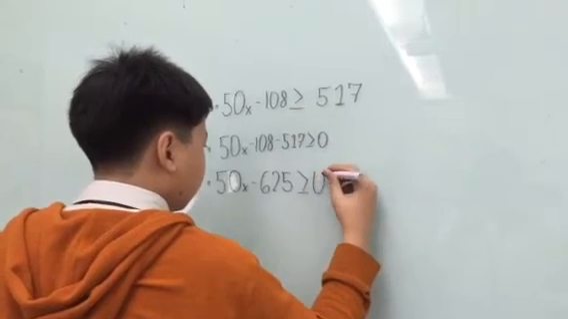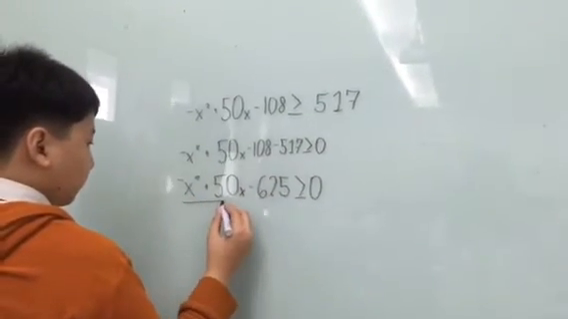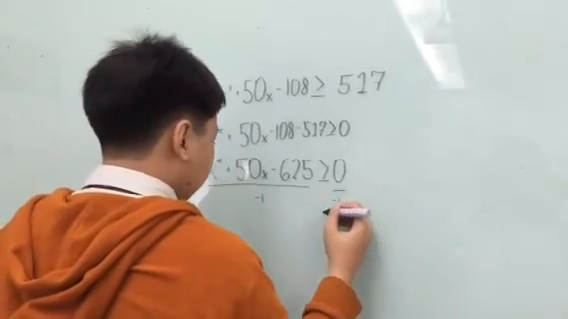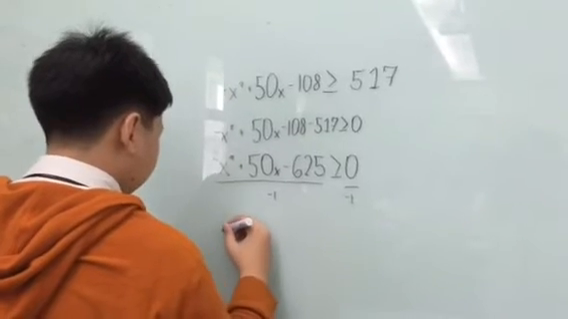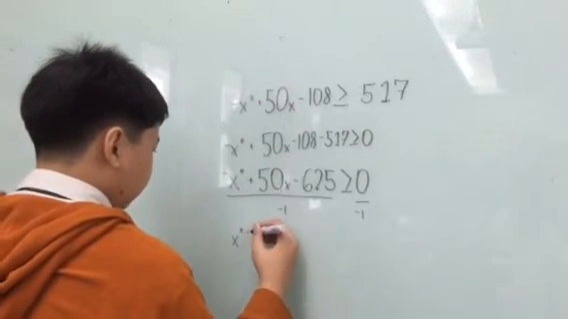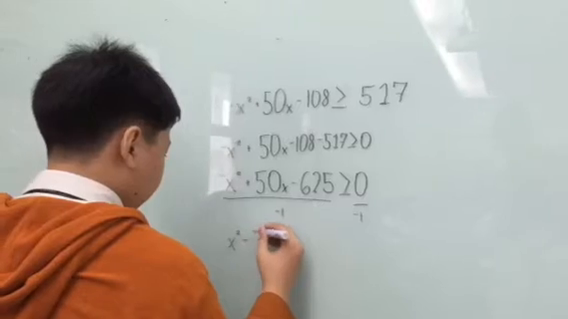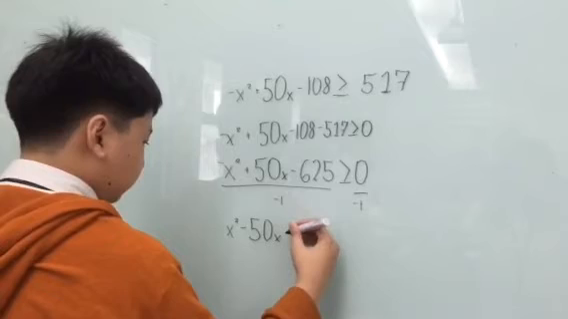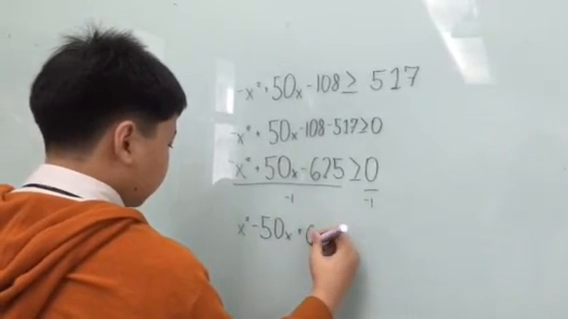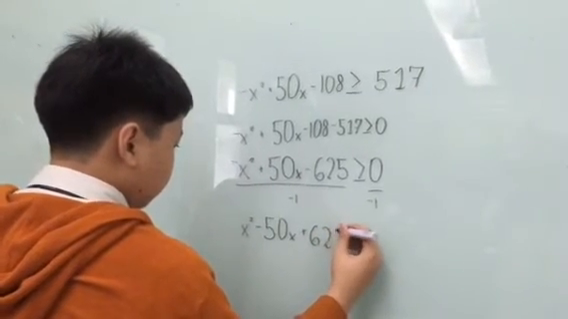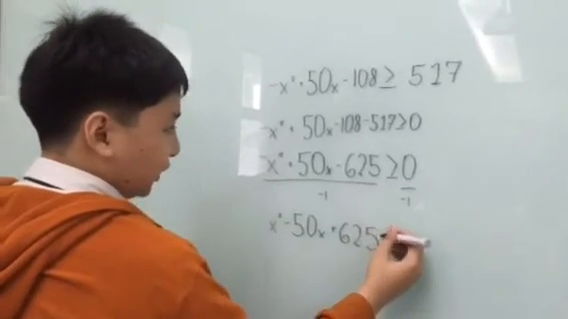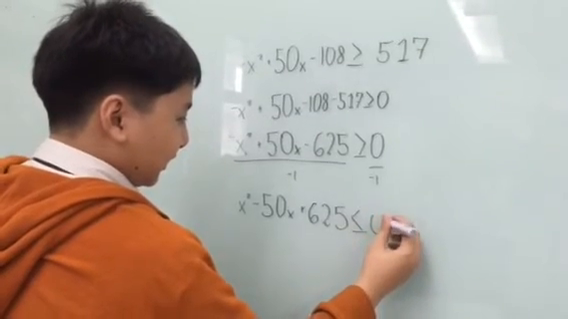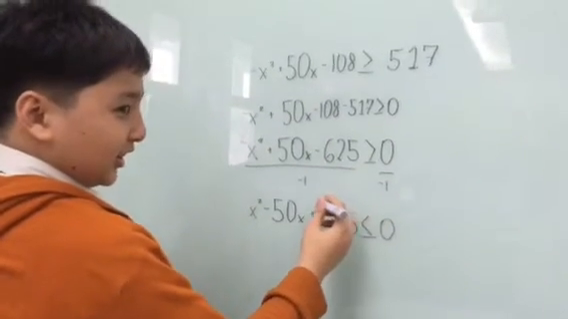But since x squared is a negative number, we need to multiply or divide the whole equation by negative 1. So, negative x squared becomes positive x squared, positive 50x will become negative 50x, negative 625 becomes positive 625. And lastly, since we are multiplying or dividing the inequality by a negative number, we need to reverse the greater than or equal to sign to a less than or equal to.